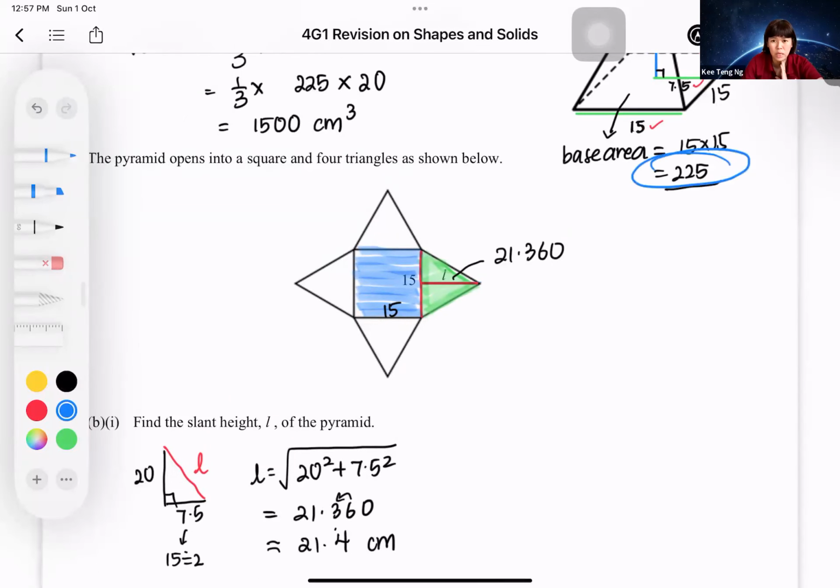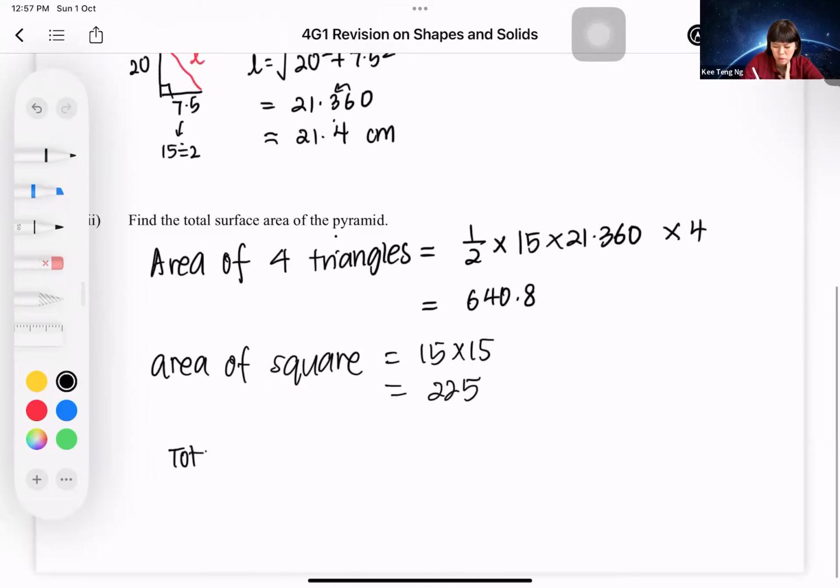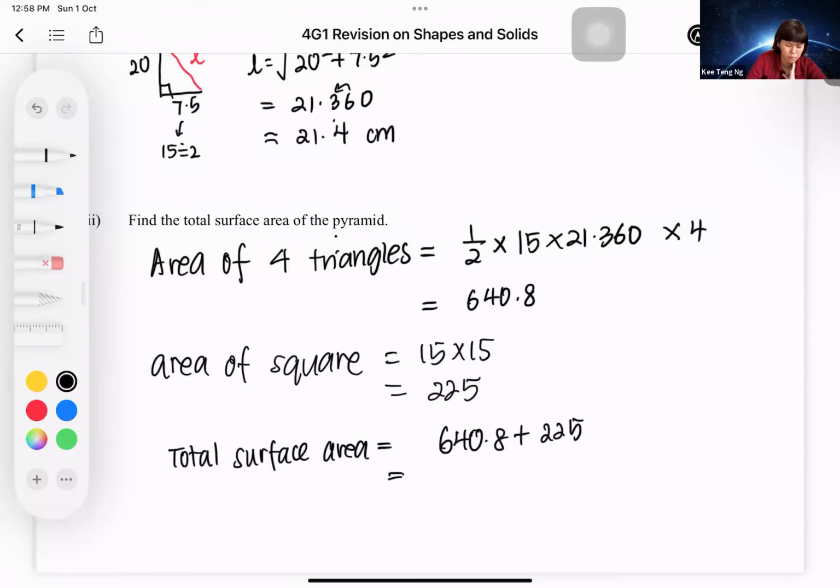So area of square. Okay, then now let's find the total area. I'll take the two numbers, do what to it? Add them together. And I get 865.8. Then, since I already have this value to be not the exact value, I round it off to 866 cm squared.